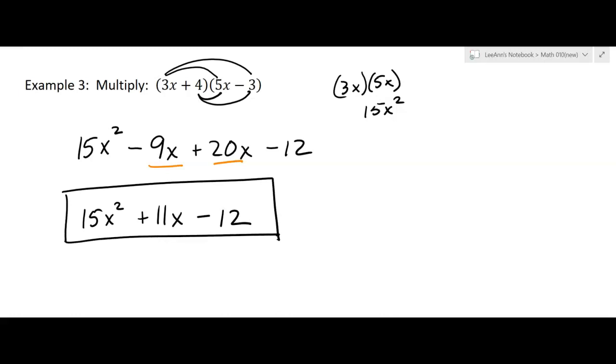So a lot of times when we use FOIL, a binomial times a binomial, we'll get a trinomial, but not always. Okay, but that's how that one works out.